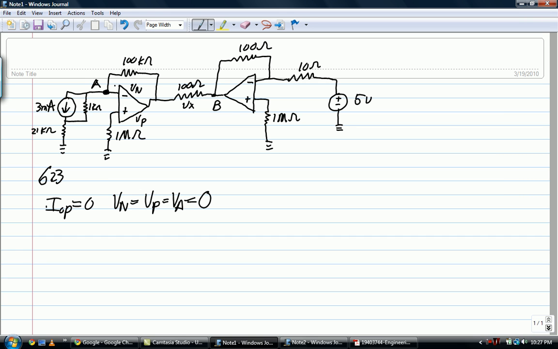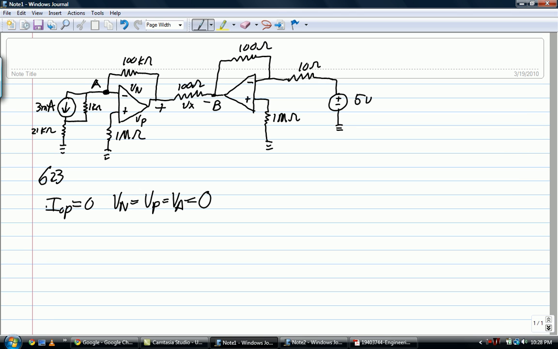Now, as you can see, the sources are attached to the negative ends of the op amps. Therefore, we can conclude that these are inverting amplifiers. And what we want to do is solve for V sub x located right here. In order to find that, we're going to have to find the positive voltage and the negative voltage across this resistor. And to do that, all we have to do is solve for the nodal voltages at A and the nodal voltages at B.